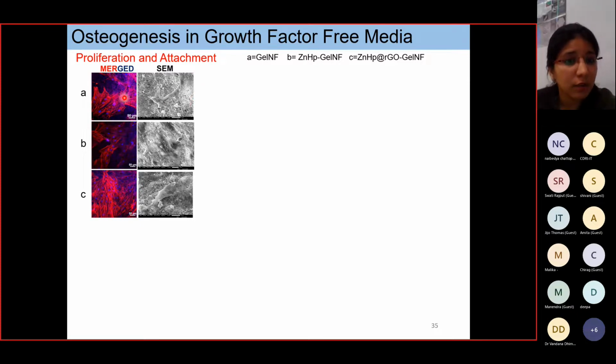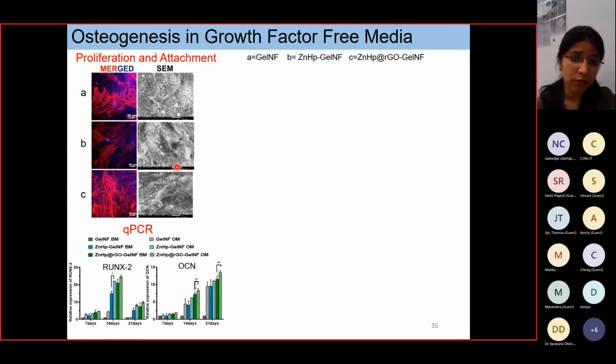We seeded our UCMSCs on the surface of these nanofibers, and using actin and HES staining, we saw that there was a good attachment taking place in the case of the zinc hydroxyapatite with RGO nanofibers, with gelatin nanofibers. As you can see in the SEM studies also, we can see the protrusions and the filament attachment taking place over here.